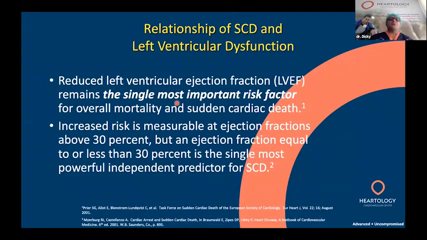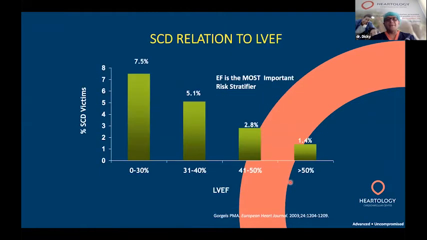And of course, sudden cardiac death, a little about ICDs as an electrical therapy in patients who do not get into the criteria for CRT. There is a relationship between sudden cardiac death and LV dysfunction, where the ejection fraction is the single most important risk factor for overall mortality and sudden cardiac death, and it increases risk immeasurably at ejection fraction above 30%, but an ejection fraction equal to or less than 30% is the single most powerful independent predictor for sudden cardiac death.